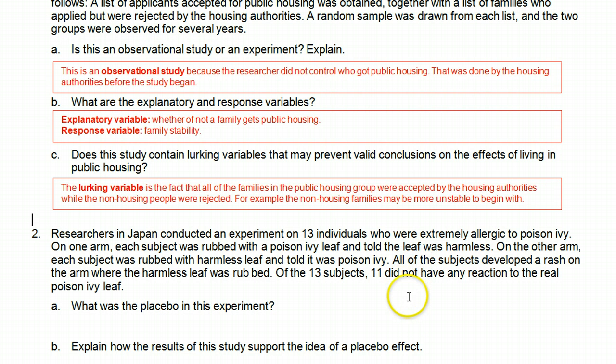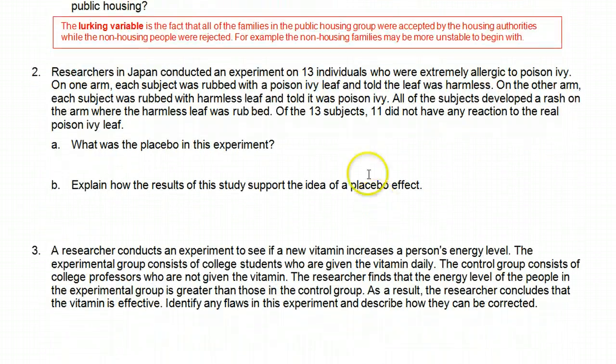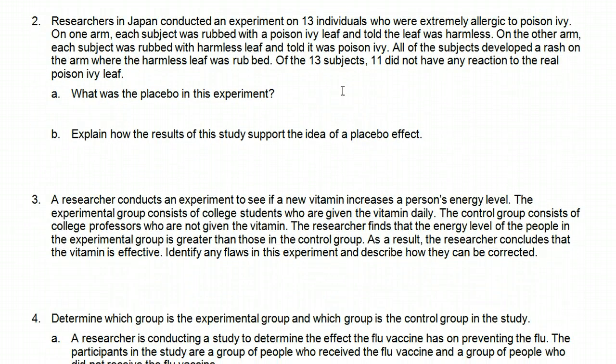Okay, let's move on to number 2. Researchers in Japan conducted an experiment on 13 individuals who were extremely allergic to poison ivy. On one arm, each subject was rubbed with a poison ivy leaf and told the leaf was harmless. On the other arm, each subject was rubbed with a harmless leaf and told it was poison ivy. All of the subjects developed a rash on the arm where the harmless leaf was rubbed. Of the 13 subjects, 11 did not have any reaction to the real poison ivy leaf.